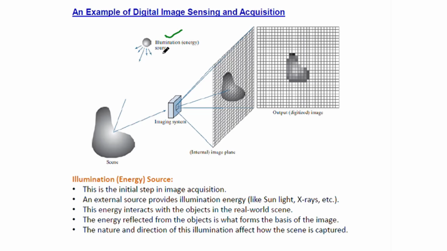This illuminated energy interacts with the scene being imaged. Scene means it consists of many objects. This scene absorbs some amount of energy illuminated by the illuminating source, and the remaining energy gets reflected. That reflected energy is the base to form the image. Another point is that the nature and the direction of this illumination source affect the scene being captured.